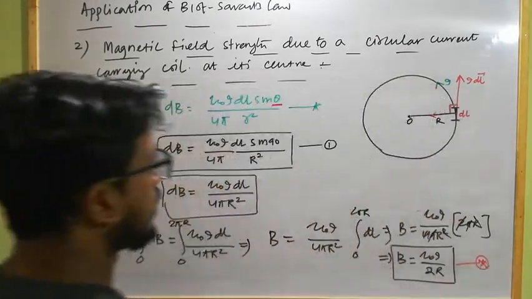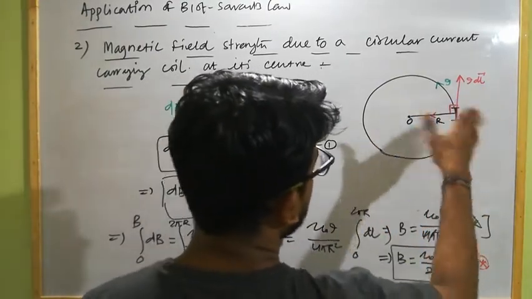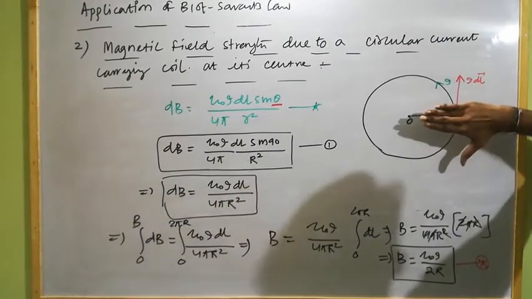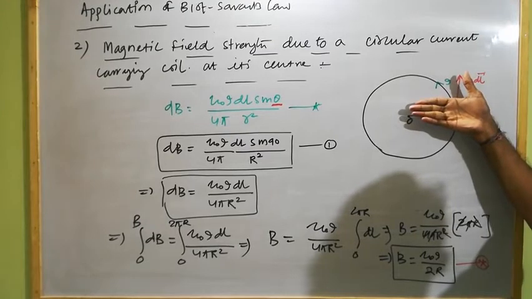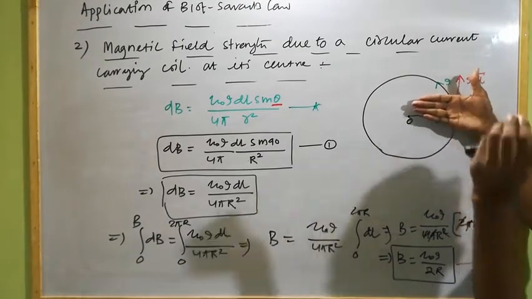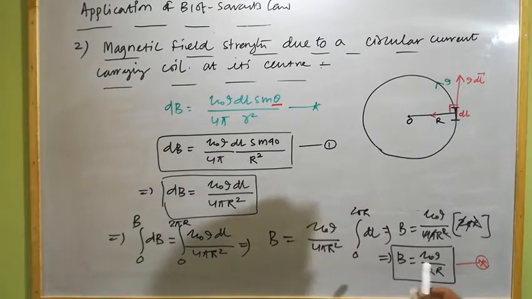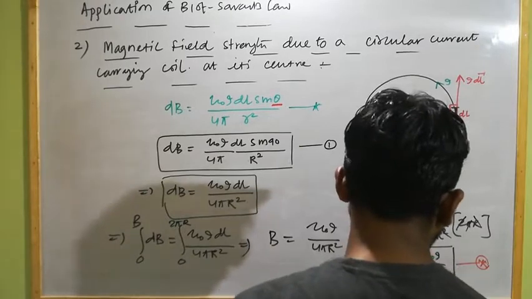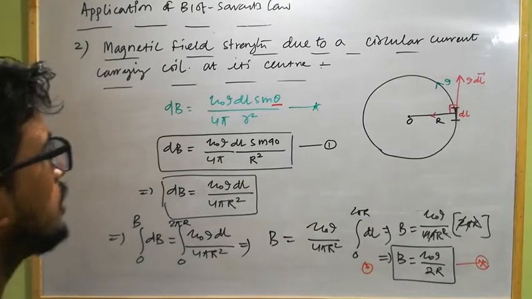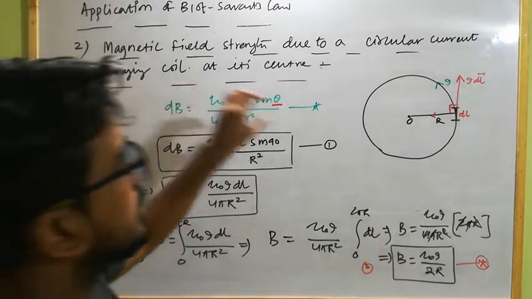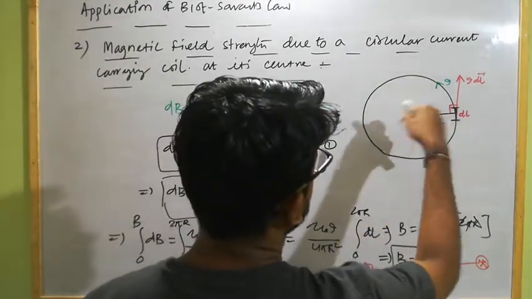And its direction will be found again by the right hand thumb rule, dl cross R, outward. Or if we spread the fingers along this and the thumb along the current carrying element like this, the palm will be outward. So the direction of the magnetic field strength at point O will be outward. Here this is the expression for B and the direction is outward. Clear? So this is the second application of Biot-Savart's law, to calculate the magnetic field strength at the center of a circular current carrying coil.